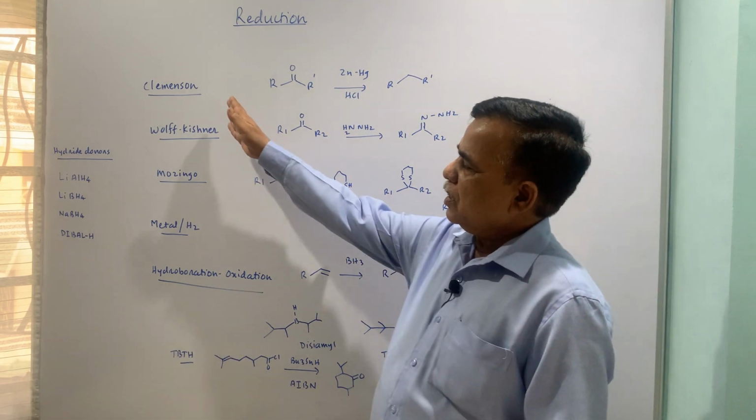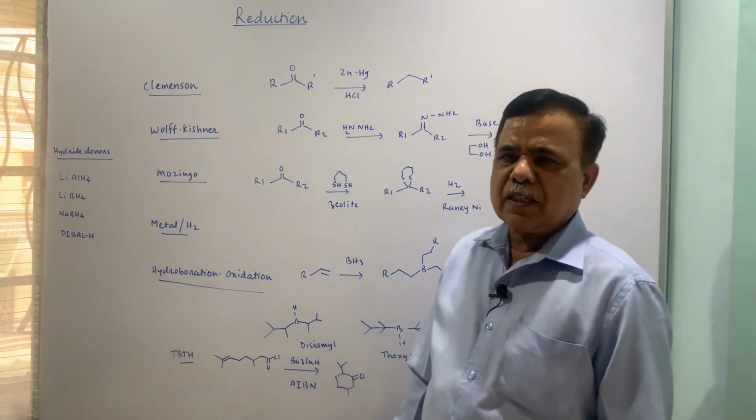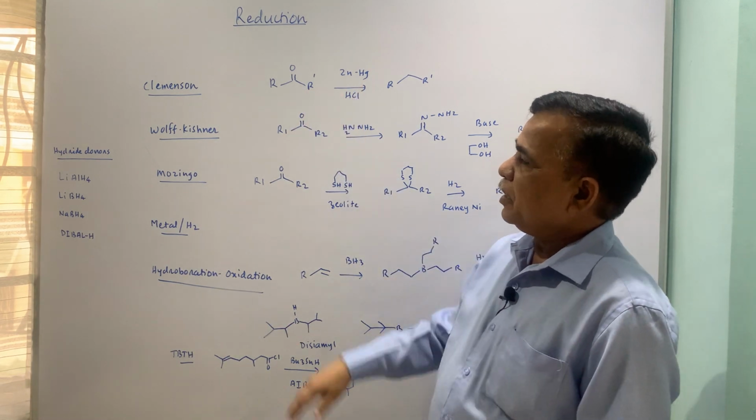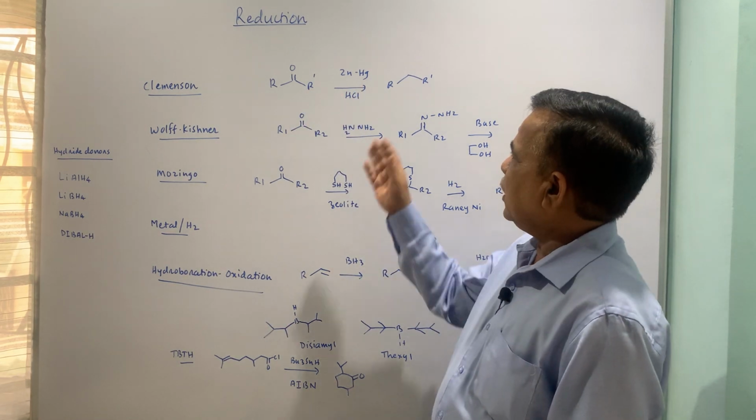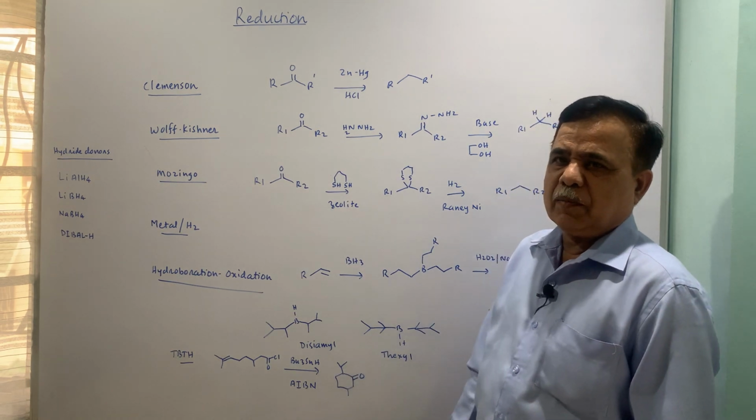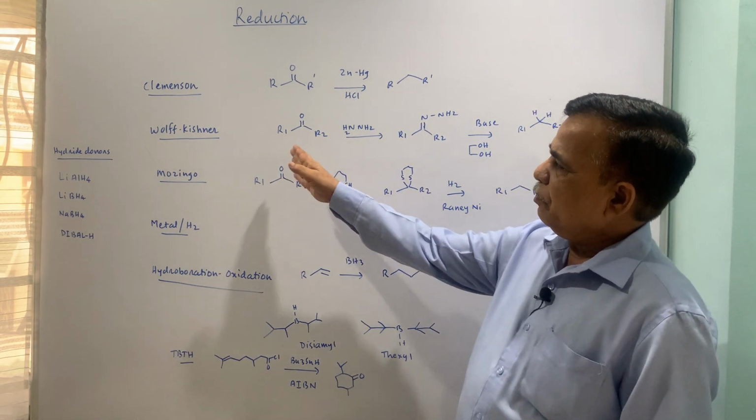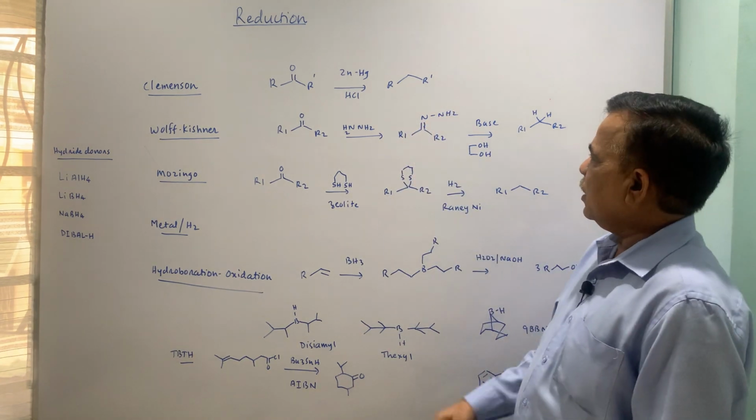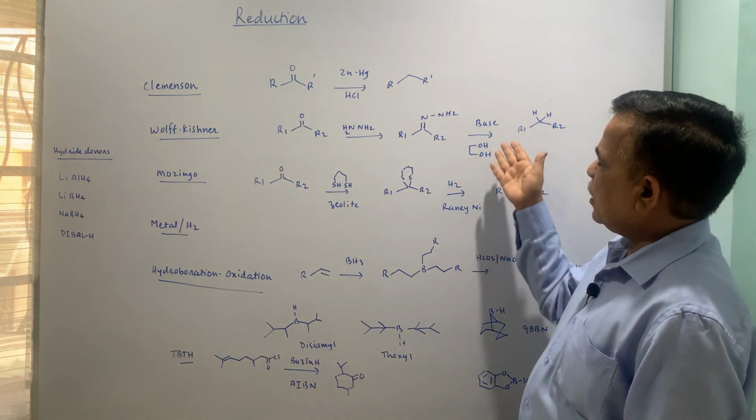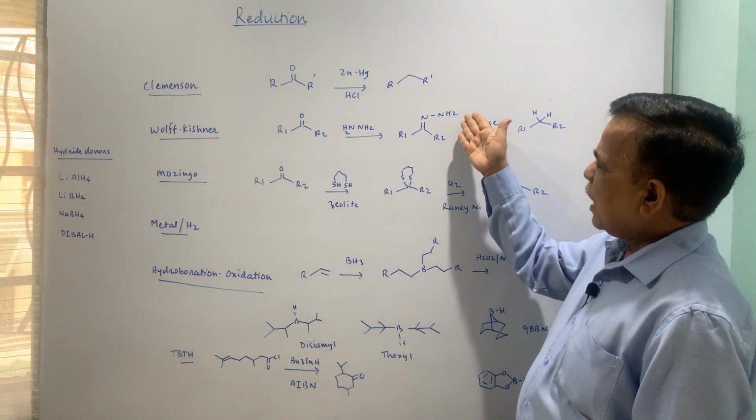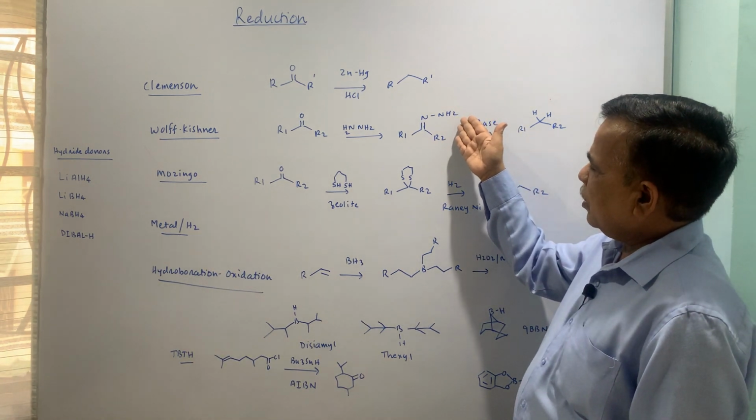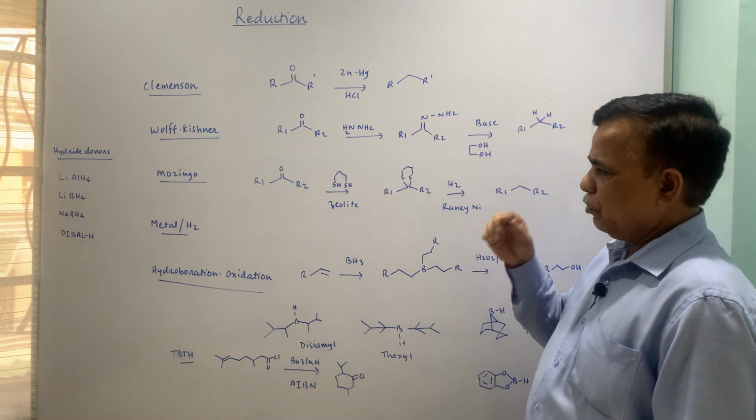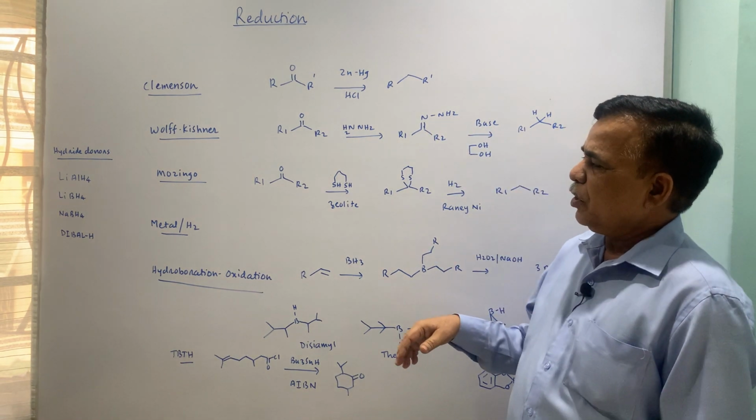So the first reaction is Clemmensen reduction. In lower classes you must have seen that when ketones are treated with zinc amalgam and HCl, you get this, probably through the radical path. Second is Wolff-Kishner, in which hydrazone formation takes place, and in the second step base abstracts a proton and then ultimately there is a loss of nitrogen, so it gives you the saturated hydrocarbon.